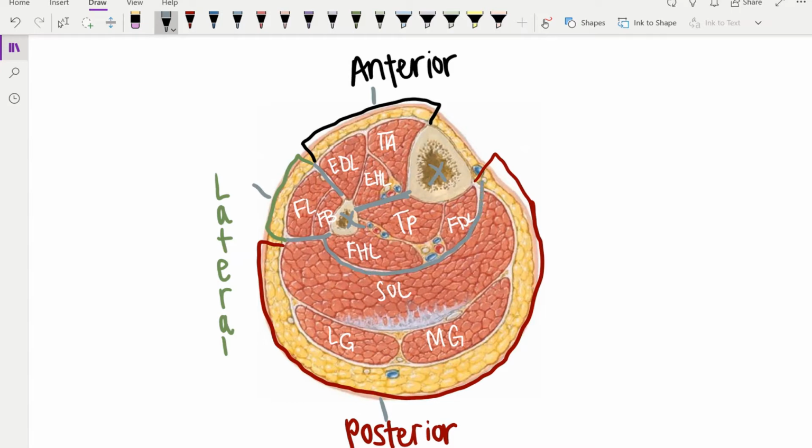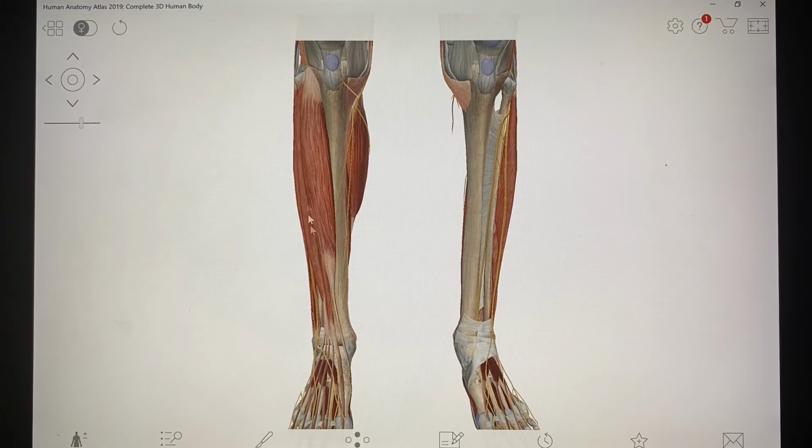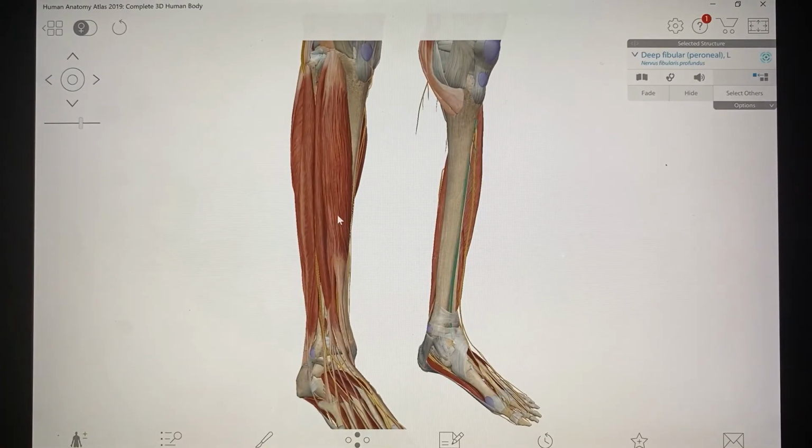To better visualize these muscles, we'll take a look at a 3D figure now. We'll start at the anterior compartment, also known as the dorsiflexor compartment, where we'll see four muscles that are all innervated by the deep fibular nerve. So here's the tibialis anterior, and it dorsiflexes and inverts the ankle.